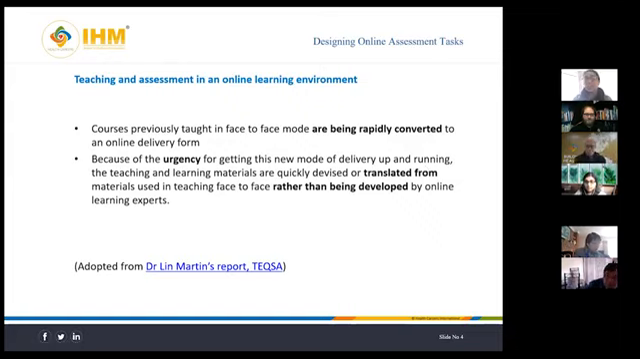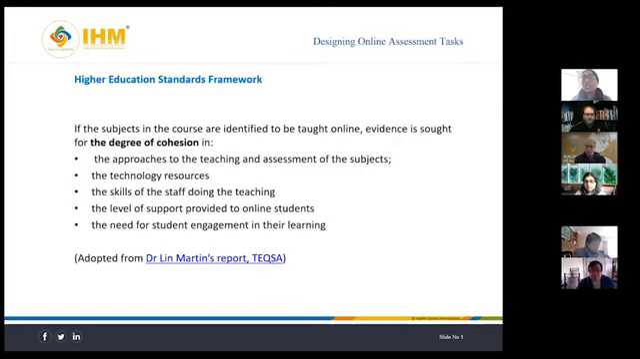Moving on to the higher education standards framework, and what it has to say about that transition from face-to-face to online learning. However, let's see that we are just talking about teaching and learning resources at the moment. So what they're saying is that if the subjects in the course are identified to be taught online, when we are applying for accreditation or registration, when I say we, I mean higher education institutes, when we apply for accreditation for such courses that we aim to teach online, there's specific evidence that we have to provide in order to ensure that we demonstrate the degree of cohesion.